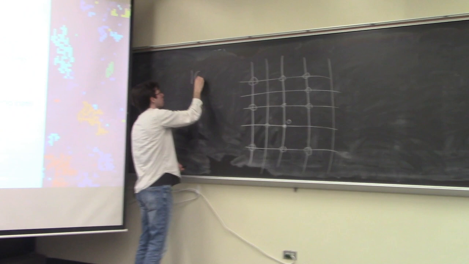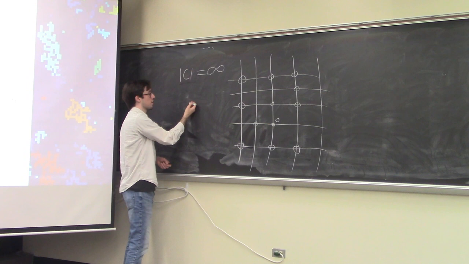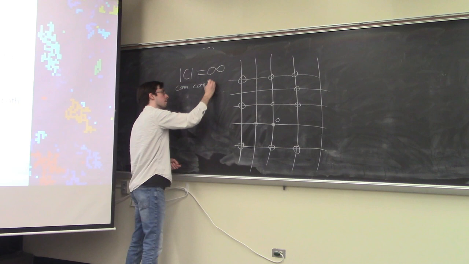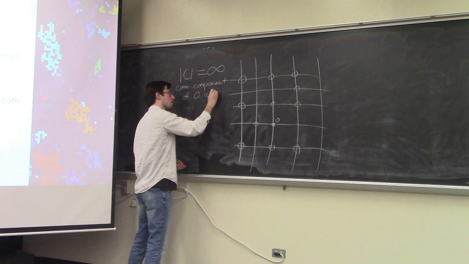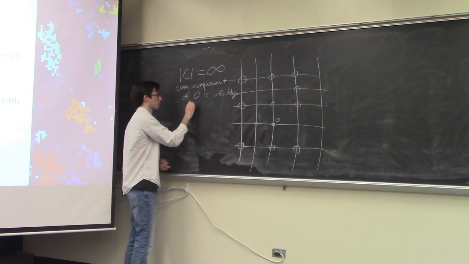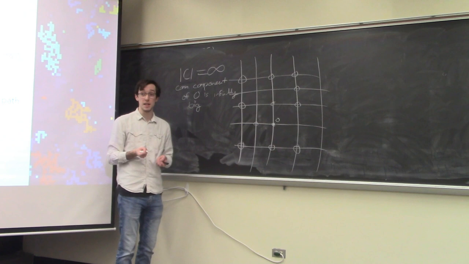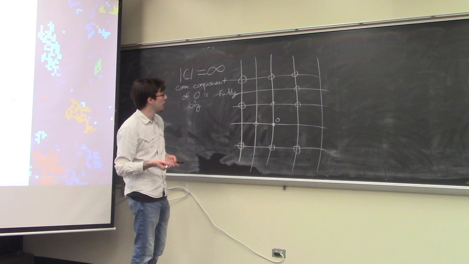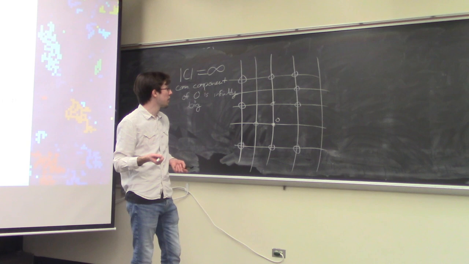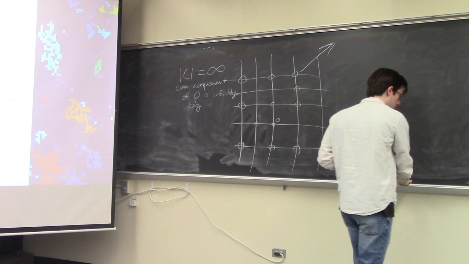C equal to infinity just means that the connected component of zero is infinitely big. And the other statement is making an unboundedness statement about the size of this cluster. Now, we can rationalize this in the following way. Suppose this cluster is infinitely big. It goes out as far as you could possibly imagine.